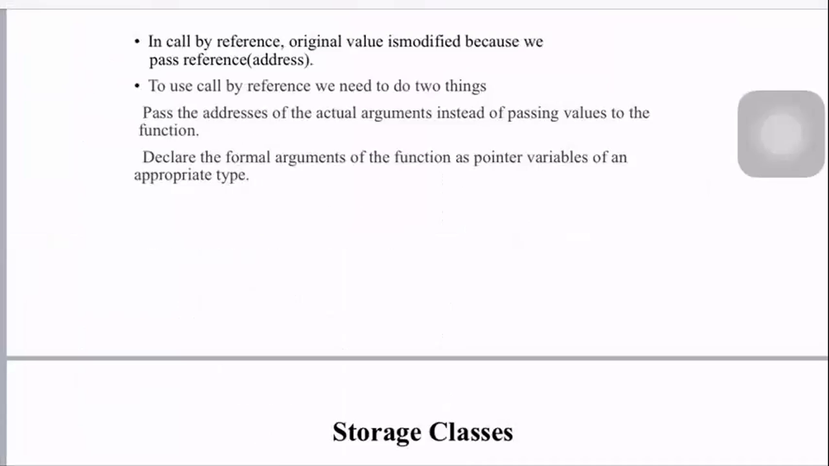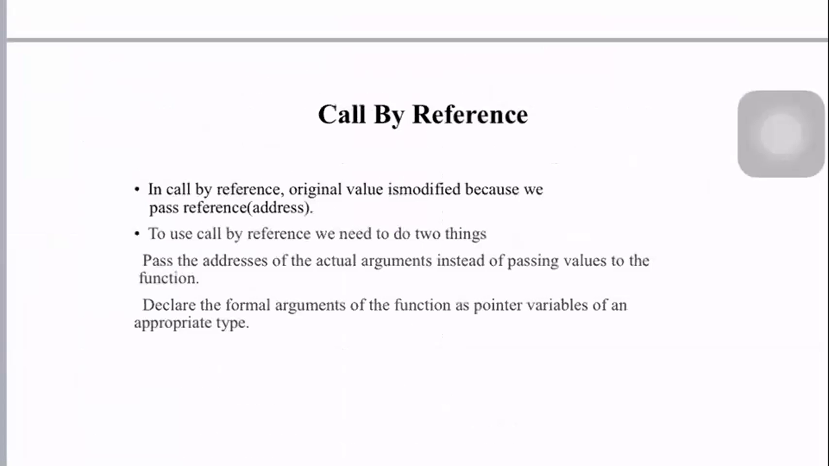Call by reference means the original value is modified because we pass a reference. Reference means it is an address. So the address of a variable is passed into the function call as the actual parameter, so the value of the actual parameter can be modified by changing the formal parameters.